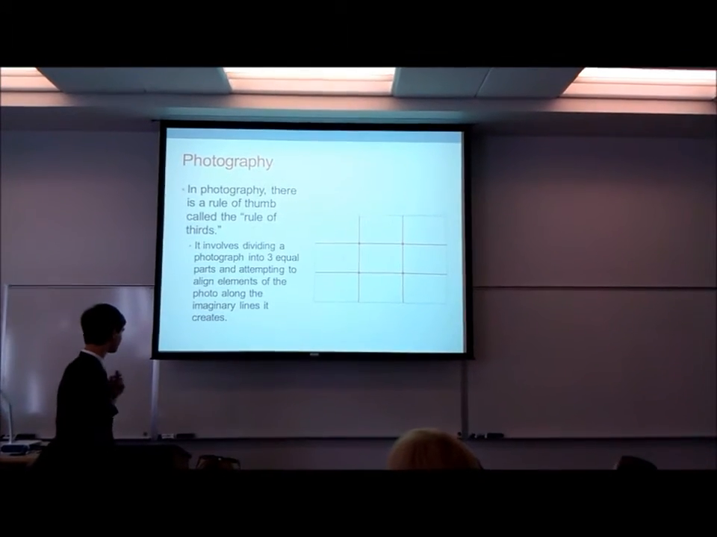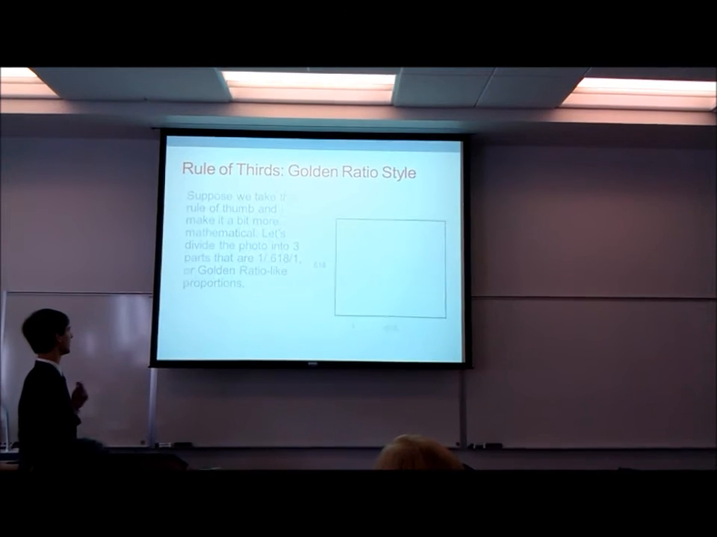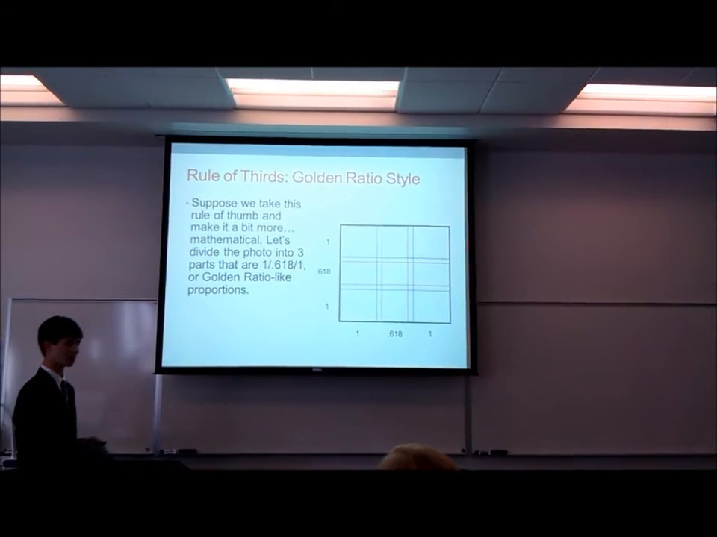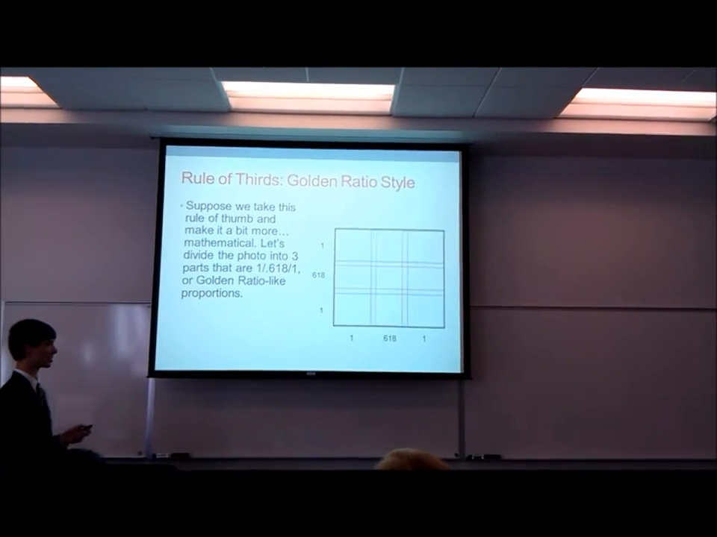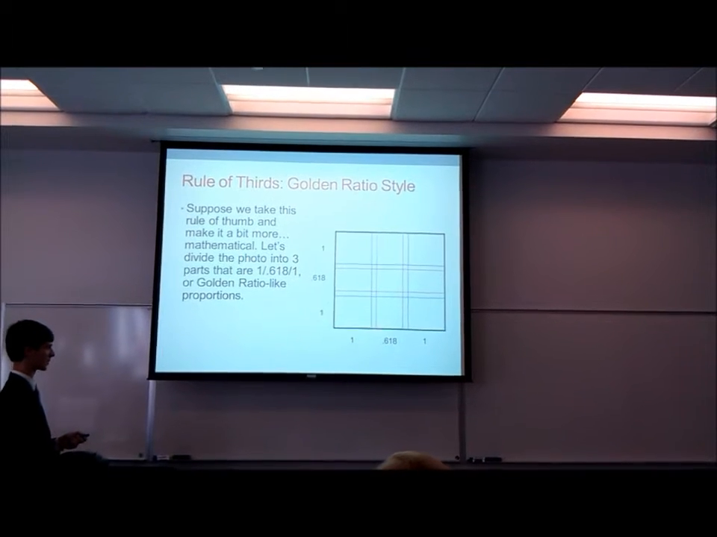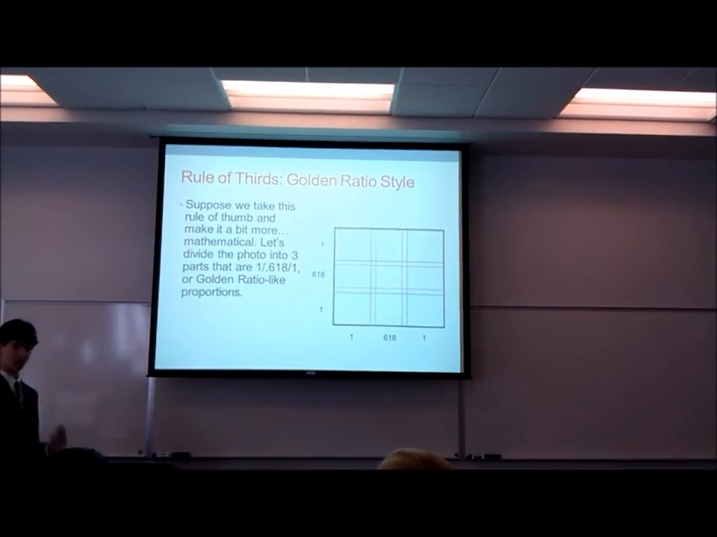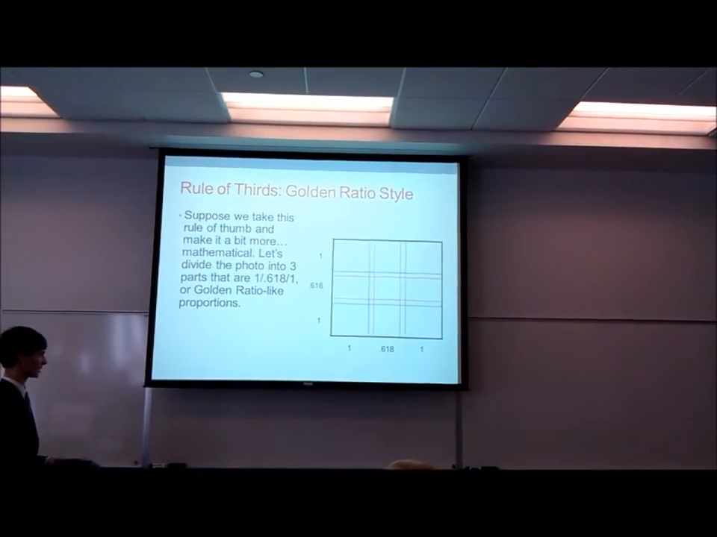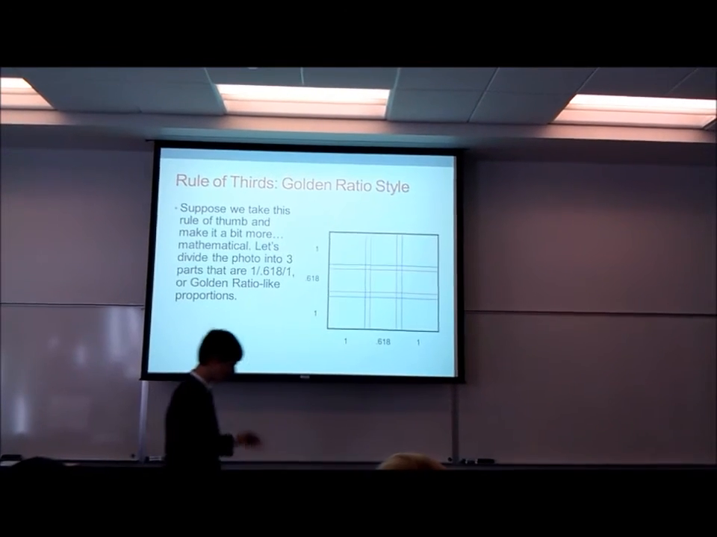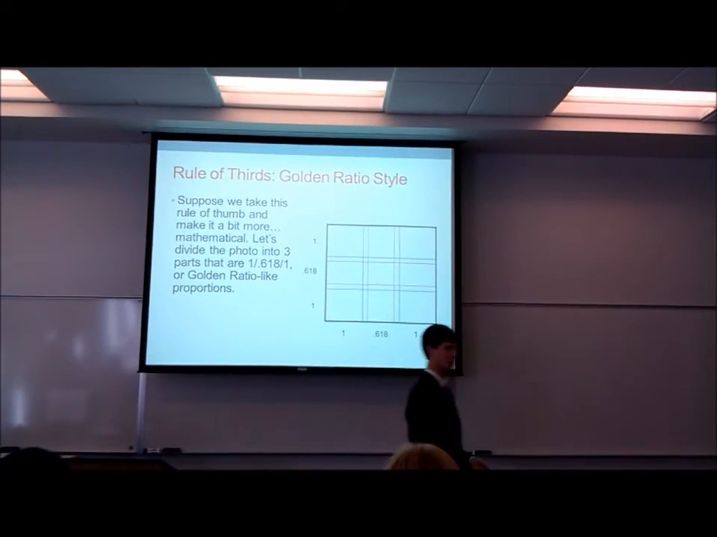Basically, if you divide the photograph into parts proportional to the golden ratio, 1 to 0.618 to 1, you can also create interesting compositions. But Alex, anybody can draw a grid and say it'll make pretty pictures. So let's take a look at some actual examples of this.